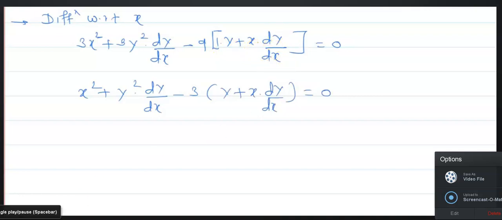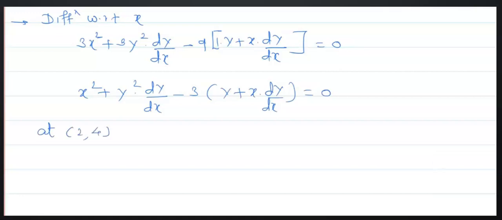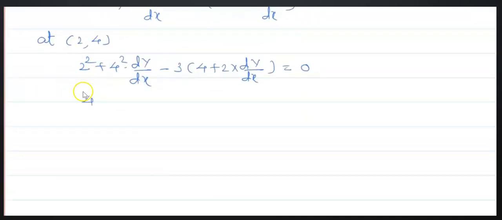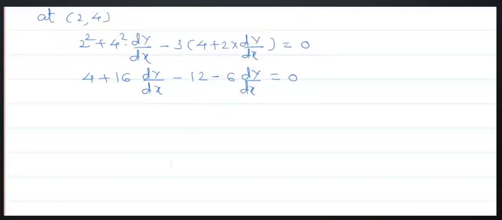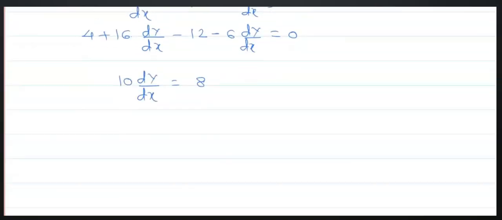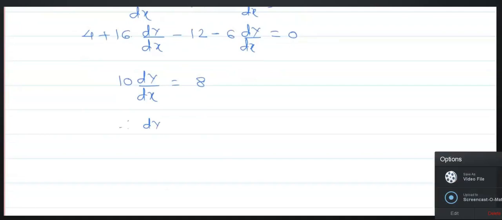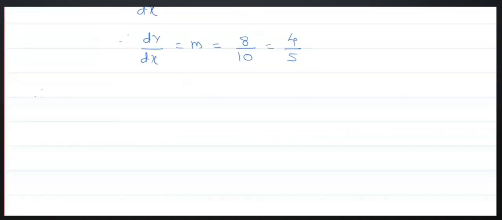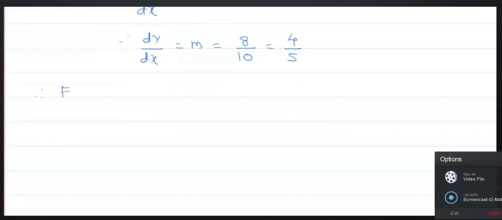Now collect the terms of the dy by dx. This is implicit type derivative. That is, substitute directly x is equals to 2 and y is equals to 4. Then you will get the value of the dy by dx, that dy by dx is equals to m, and that is 4 upon 5.